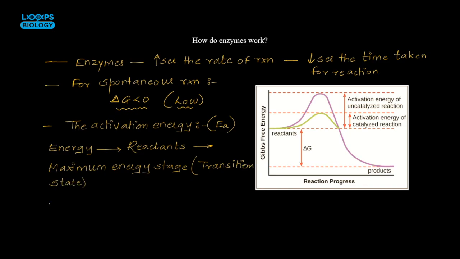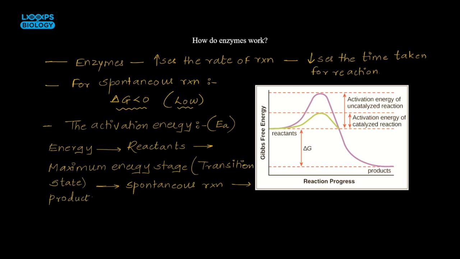Got it? So that energy level is called my transition state. Whenever I'm providing energy to the reactants, they acquire all the energy and reach the maximum energy stage, called the transition state. After this, the reaction becomes spontaneous. From this point, the spontaneous reaction occurs, and finally I am going to get my product.